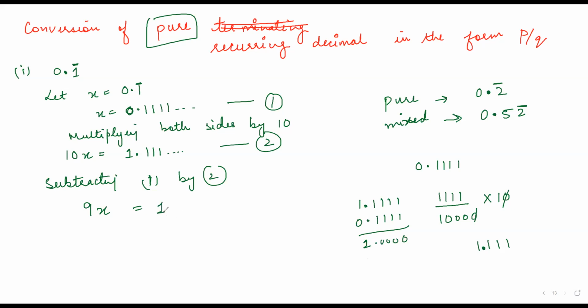Fine, Adil? Any problem so far? Tulika, any problem? Just feel free to ask whoever has a problem. So my x becomes 1 upon 9, right? The x was 0.1 bar, and now this is 1 upon 9. So I have converted my pure recurring decimal in the form of p by q. Got it?